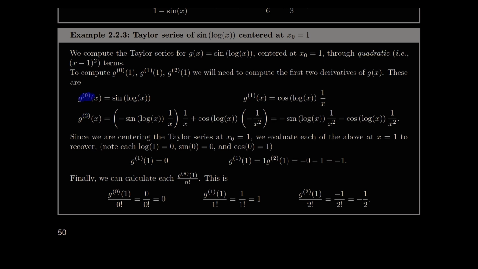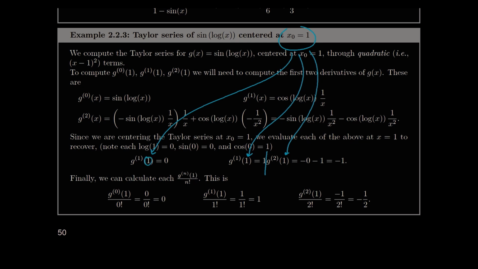The 0th derivative is the function itself. For the first derivative, we have a beautiful chain rule. For the second derivative, we have a beautiful product and chain rule, and we can simplify that a little bit. We then have to recall, what is my center? My center is 1, which means I'm evaluating my previous answers at 1.